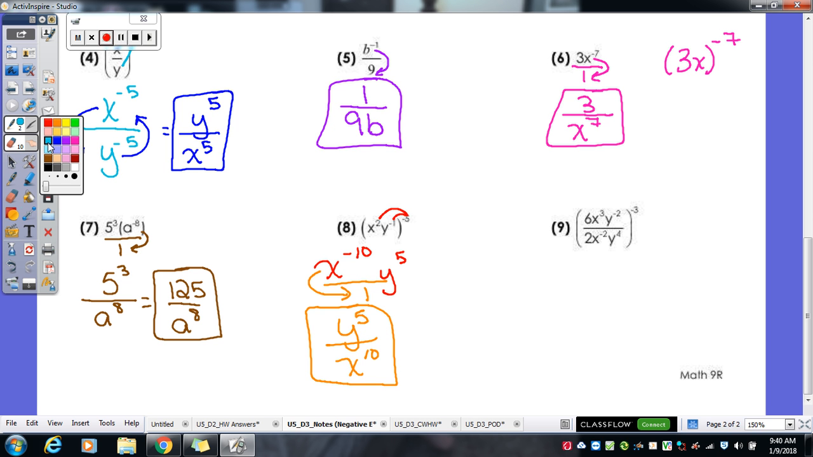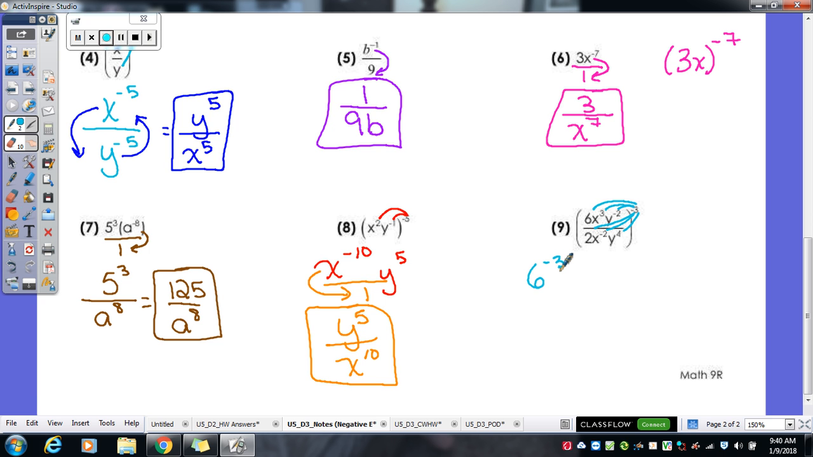All right, and our last one. Again, we got to do our power to a power rule first. So this negative 3 is going to go to the 6, it's going to go to the x, and it's going to go to the y up top. But it's also going to go to all 3 parts of the denominator. It's going to go to that 2, that other x, and that other y. So you got to do the exponent rule lots of times.